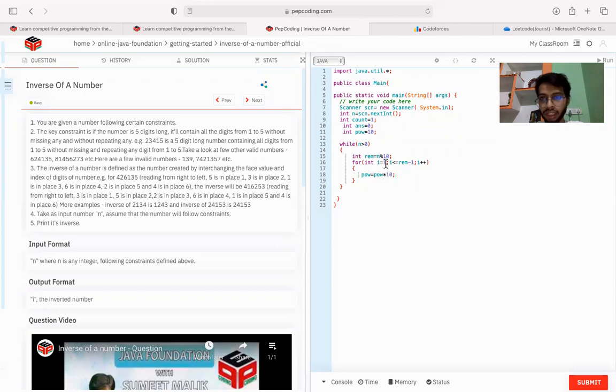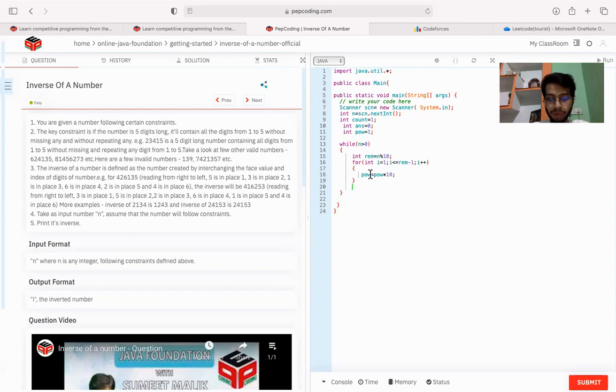So for example, in the case of 1, it multiplied with 10, the power value will be initialized with 1. So power into 10 will become 10, so 10 must be assigned to this. Again, in the case of 2, that is again 100, then 10 raised to power 3, then 10 raised to power 4.